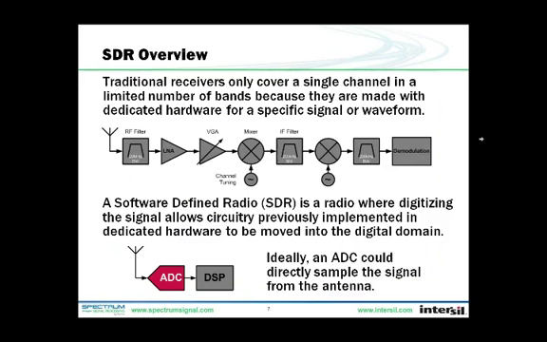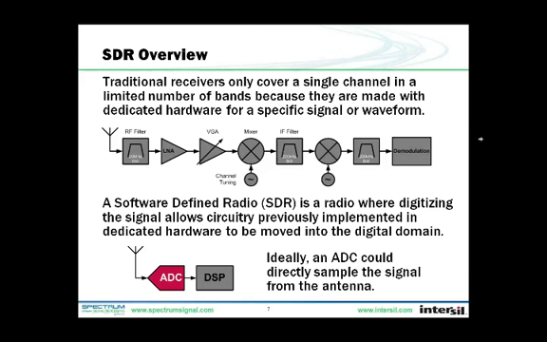So traditional receivers that would isolate those channels only cover a single channel and a limited number of bands, and that's because they're made with dedicated hardware for a specific signal or waveform. Even signals in adjacent bands may require multiple receivers, which means that your system has to be larger, it uses more power, weighs more. So software-defined radio is a different approach where digitizing the signal with an A to D converter allows you to move circuitry previously implemented in dedicated hardware into the digital domain.